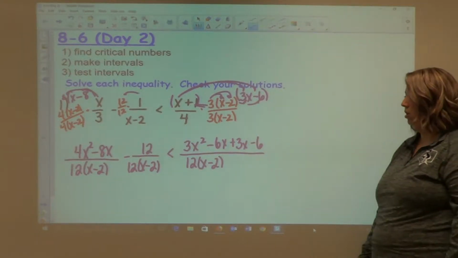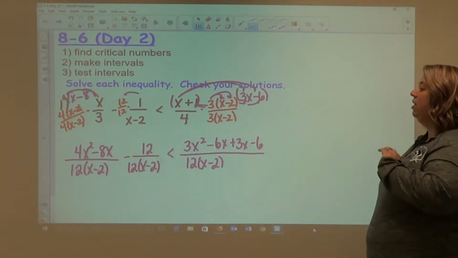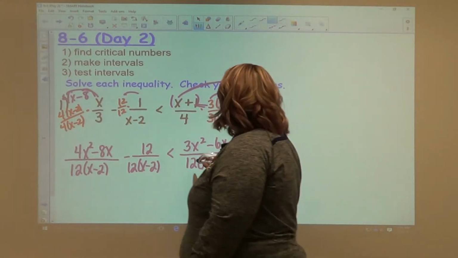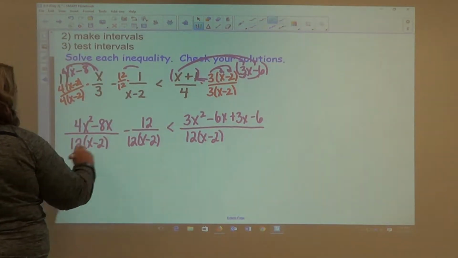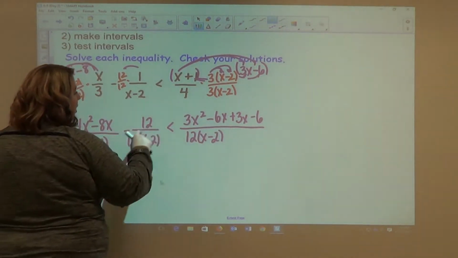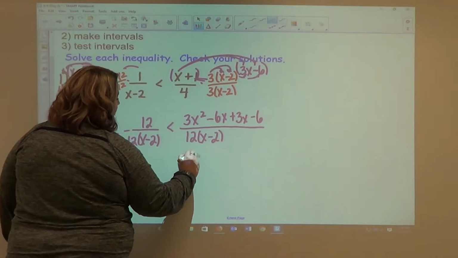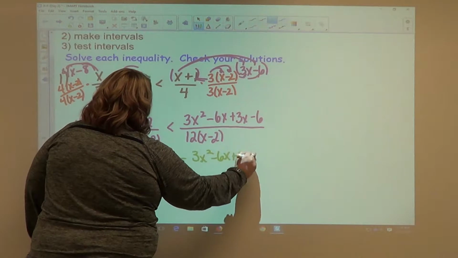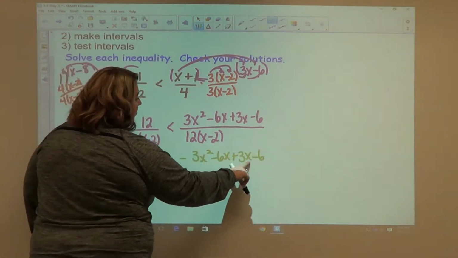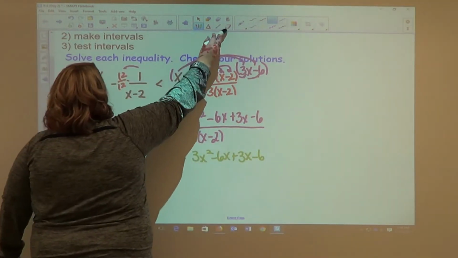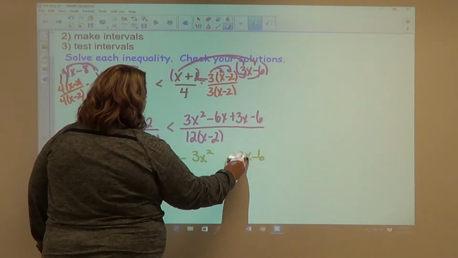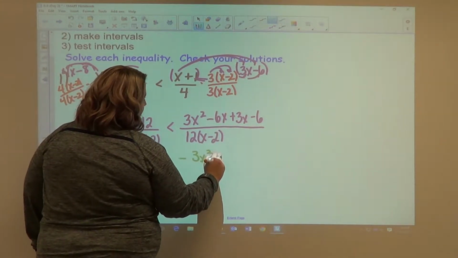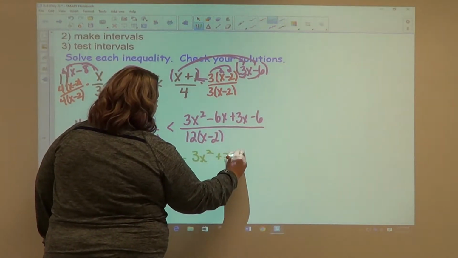You can't cancel them. So what we're going to do is get everything on the same side. So we're going to subtract this fraction over here. Okay, why am I subtracting? Because it's positive. So we're going to subtract. Now I'm going to go ahead and simplify this because you can combine those together. So this would actually become 3x minus 6.